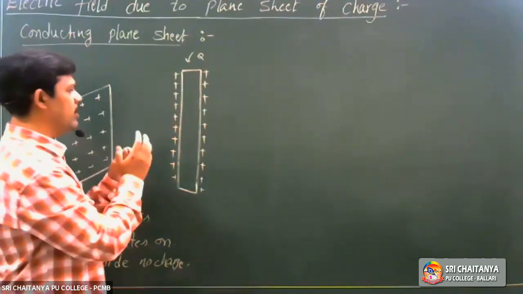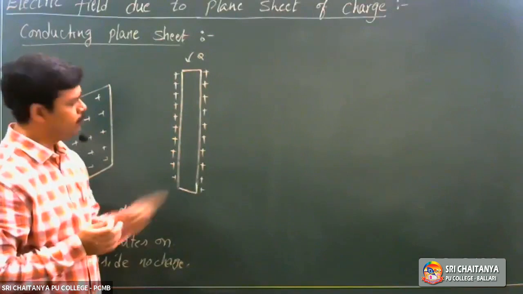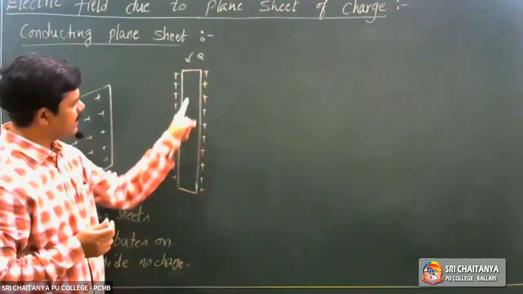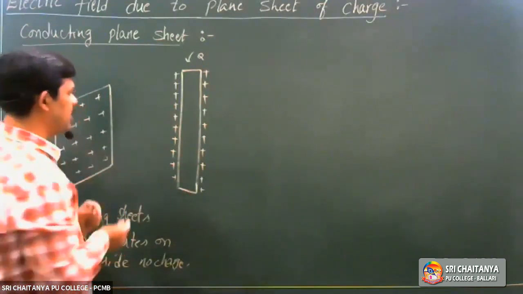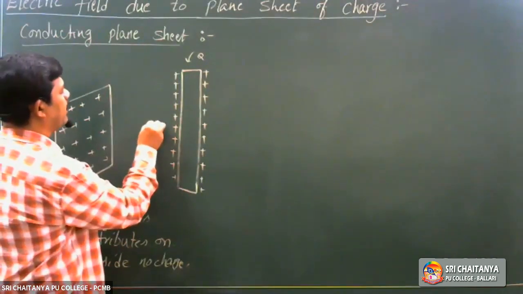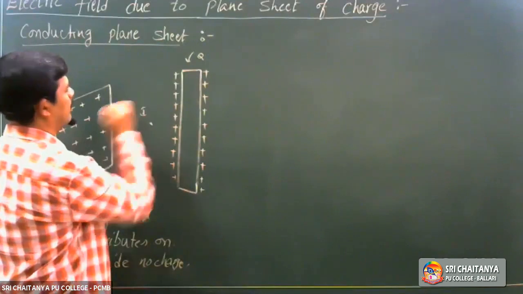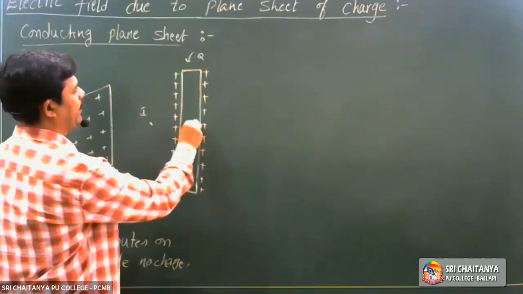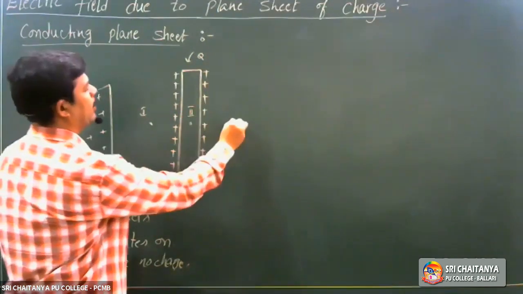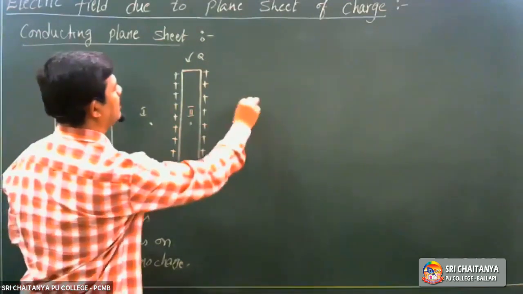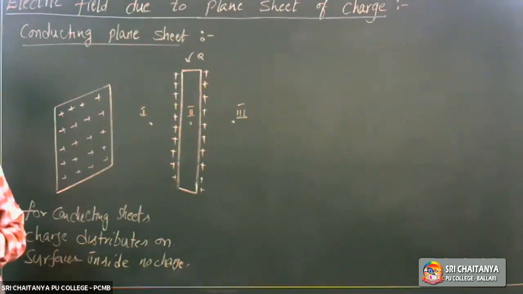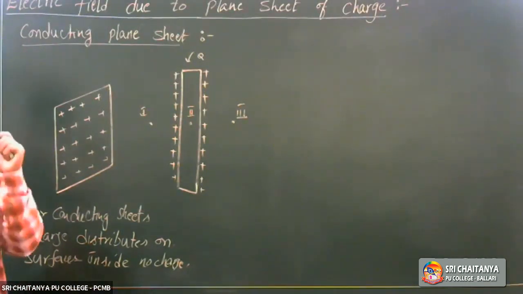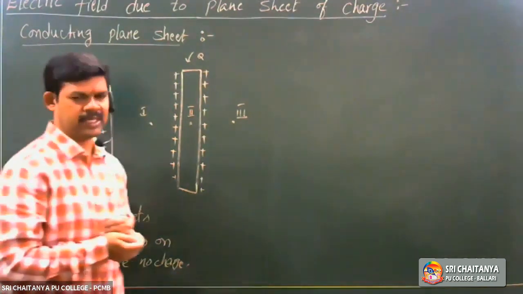Second, what is the question asked? Due to this thick conducting sheet, what is the field at this point? 1. What is the field at this point? 2. Inner point, what is the field at this point? 3. These are the questions asked. Right? So how to solve, sir? A simple technique, a simple shortcut.